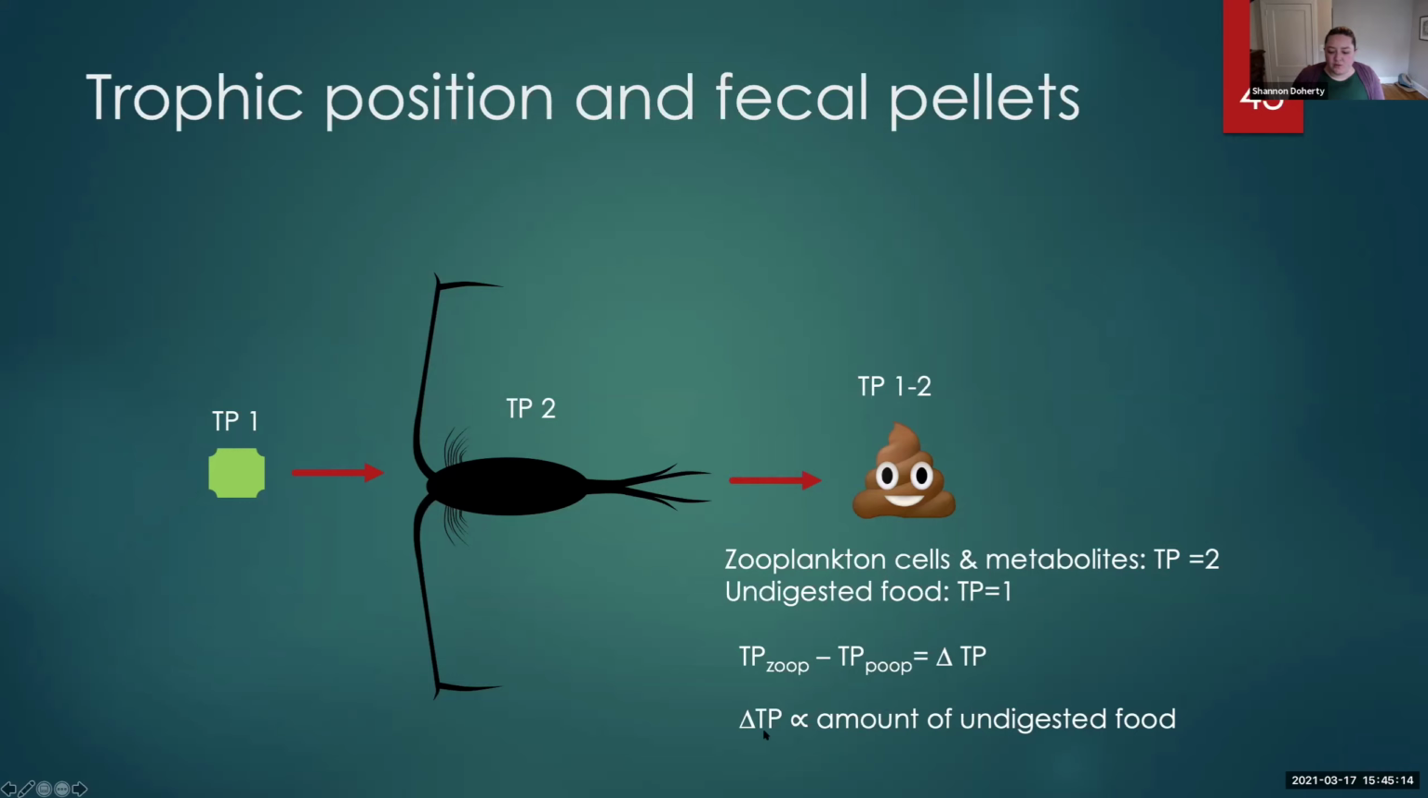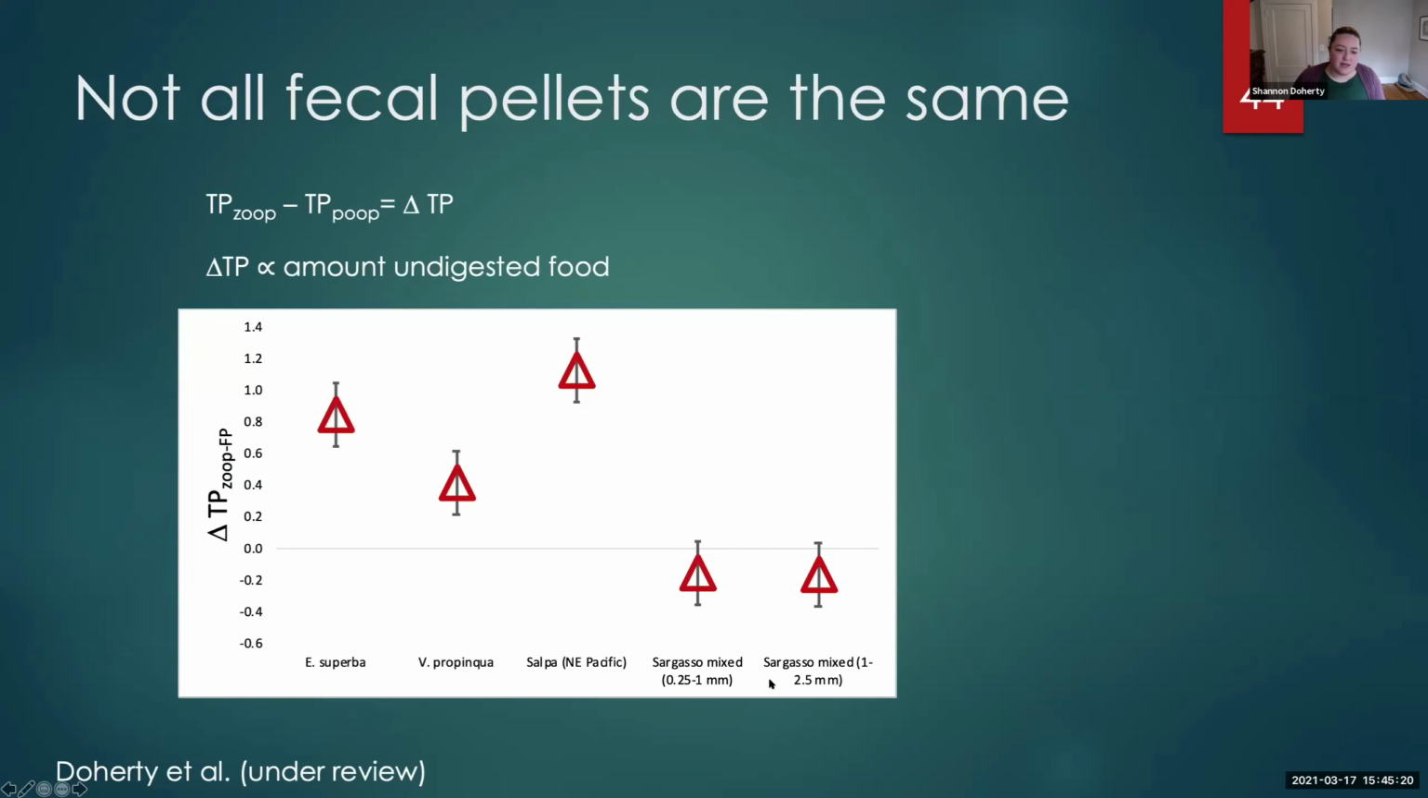And this delta trophic position should be proportional to the amount of undigested food. So we do that for a subset of our zooplankton. Here we have delta trophic position on the y-axis and our various zooplankton on the x-axis. I have the ball of death, but I'm just going to keep talking.